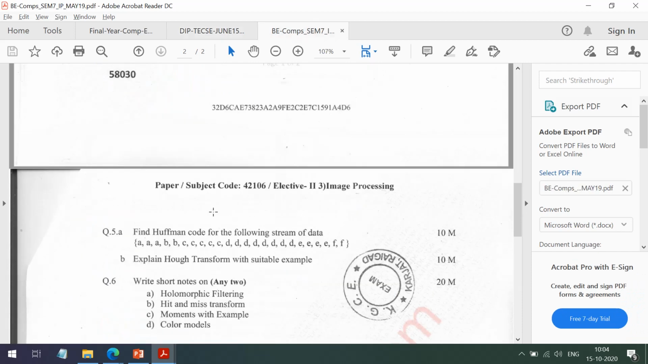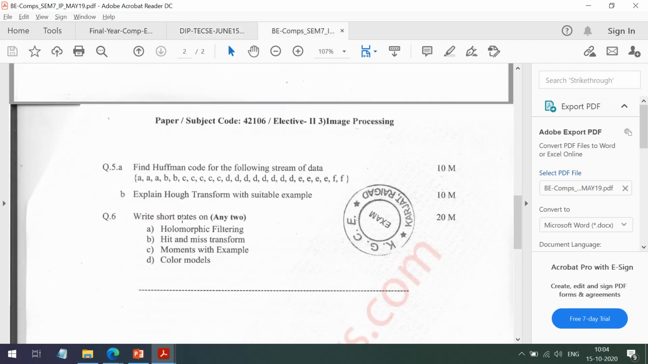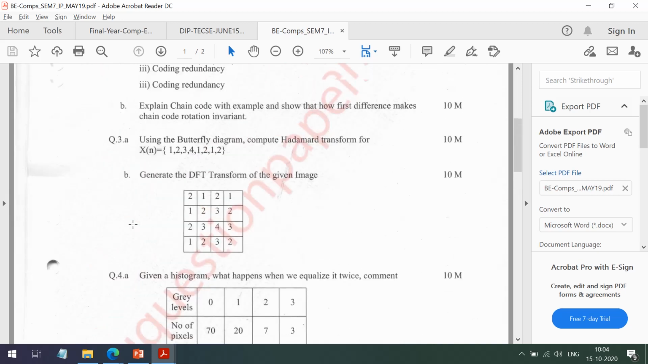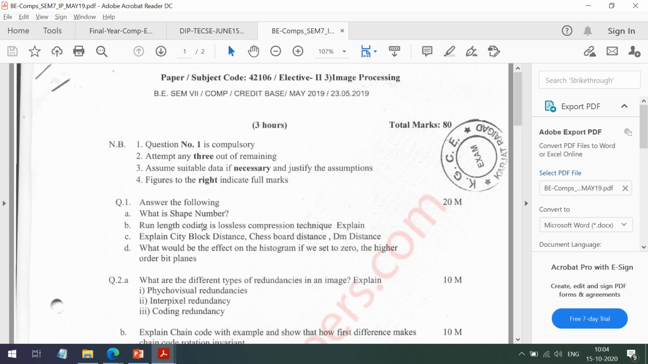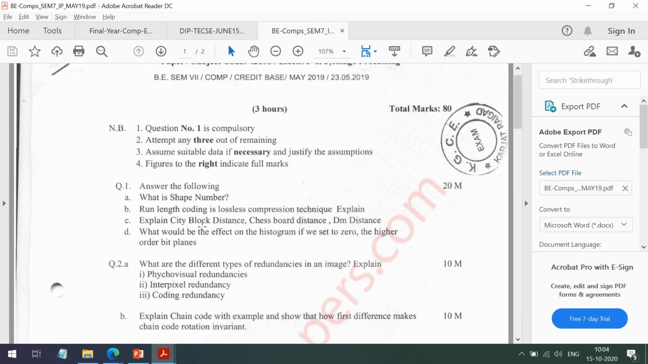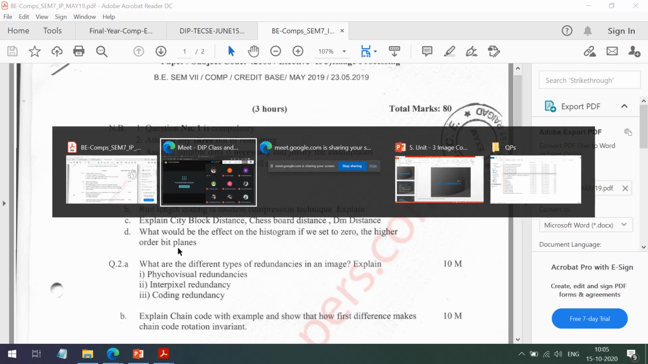This is the second question paper. Here we have: write short notes on hit and miss transform. This is from morphological processing. Color models, it is from color image processing. In each question paper you will find some out of syllabus questions. If you get confused whether a question is from our syllabus or not, you can post that question in our group, and anyone can answer whether it belongs to our syllabus or not.